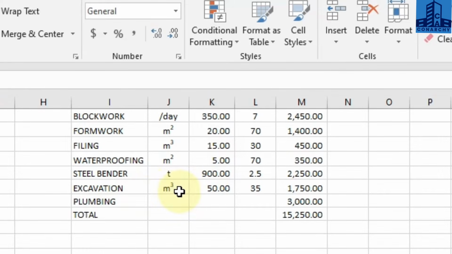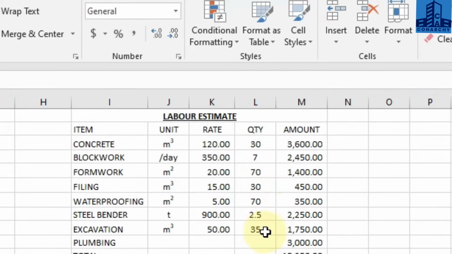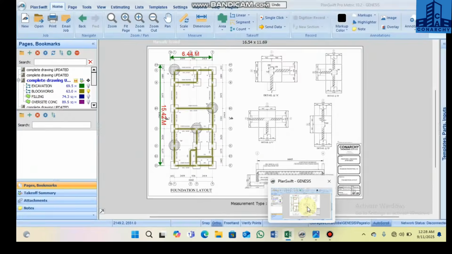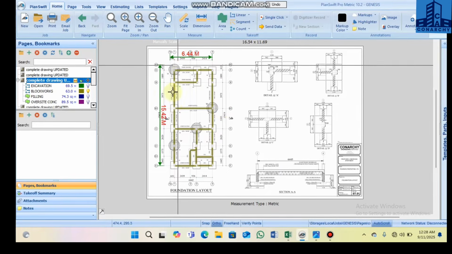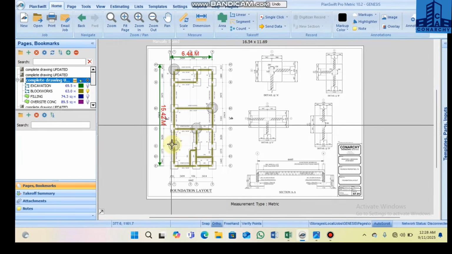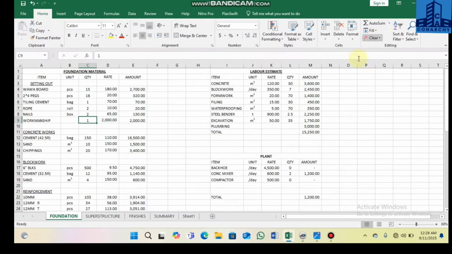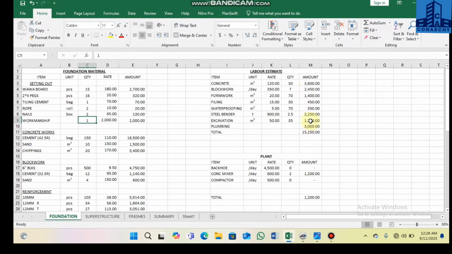The cubic meter is the total excavation length times the width times the depth. You get a cubic meter, and the rate for a cubic meter is 50 cedis at our place. Some also use 40, some use 60. It just depends. So 50 times the quantity, 35 cubic meters, for this foundation layout. With all this foundation, we are just going to be digging, and the total is 35 cubic meters. Just multiply by the 50 to get the amount.